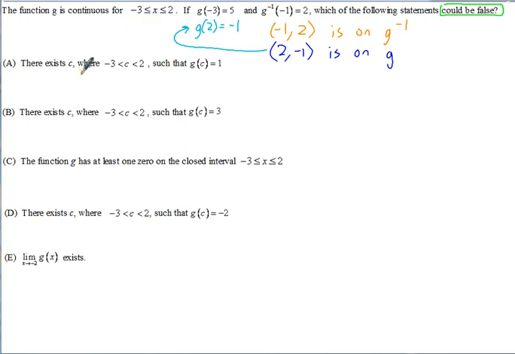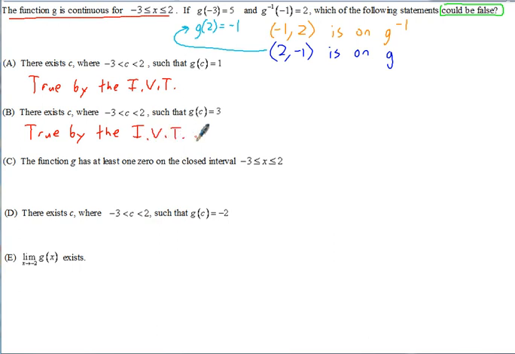So it says there exists a c between -3 and 2, so on this interval where g is continuous, such that g of c equals 1. Well, let's take a look. Is 1 between 5 and -1? Yes, it is, and the function is continuous, so this one would have to be true by the intermediate value theorem. There exists a c where c is between -3 and 2, such that g of c equals 3. Is 3 between 5 and -1? Yes, it is. So this one's also true by the intermediate value theorem.